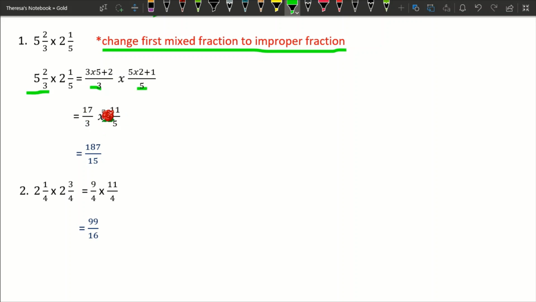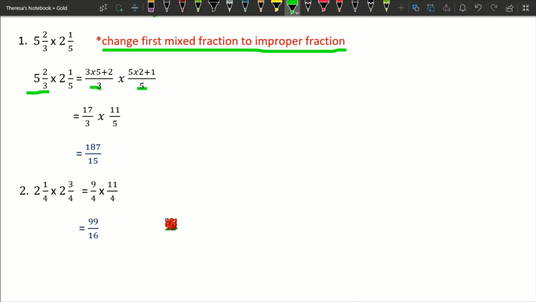So we can now multiply itong mga numerator at i-multiply natin yung mga denominator. So 17 times 11, that is 187. And 3 times 5, that is 15. And since wala na silang parehong or common factors, so this is the simplest form, alright?